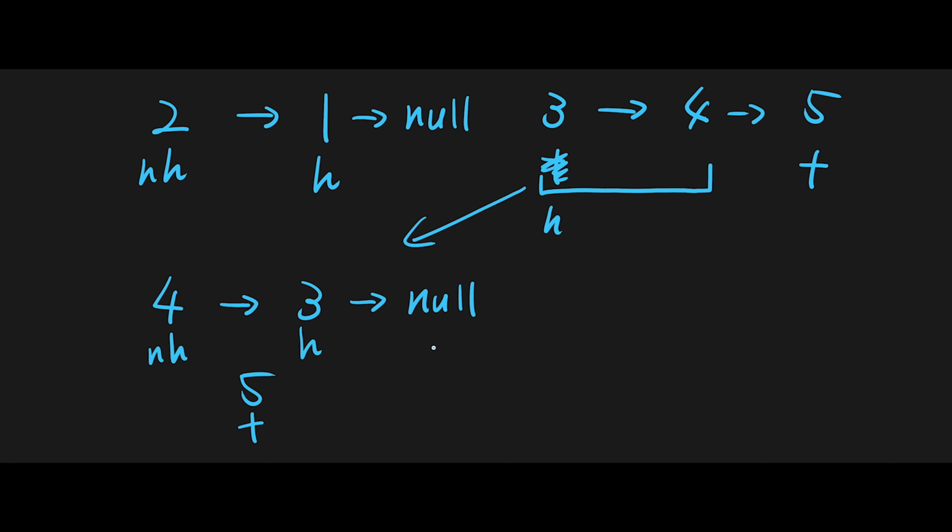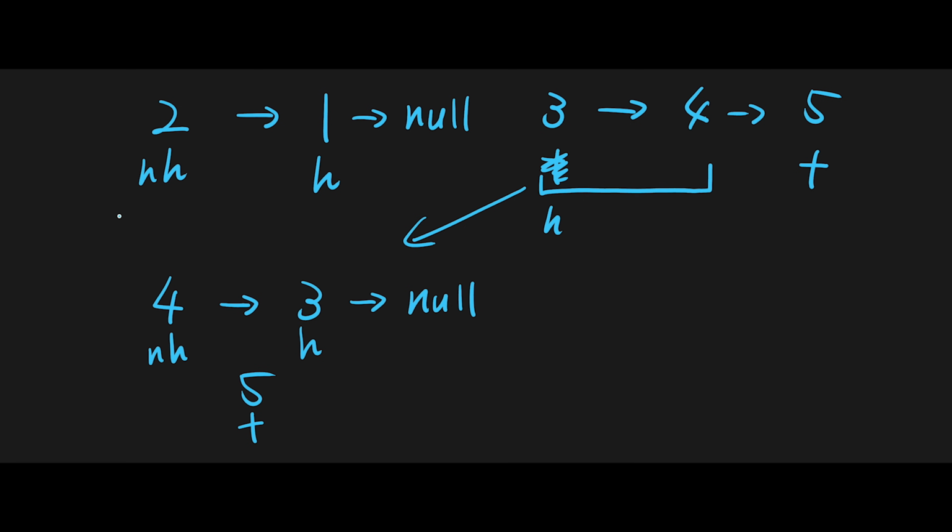So we do the same thing. We have to connect 5 to 4, 3, right? And the last node is 3. So that's why we need to connect 5 to head.next. And then we repeat the same process, the same algorithm again, but we have only 5, right?